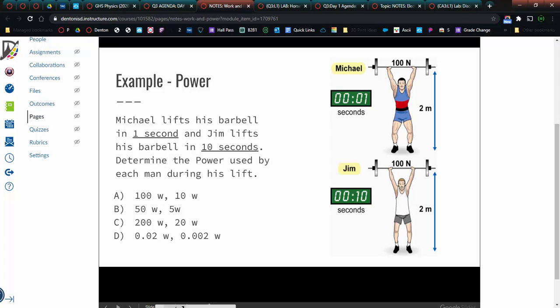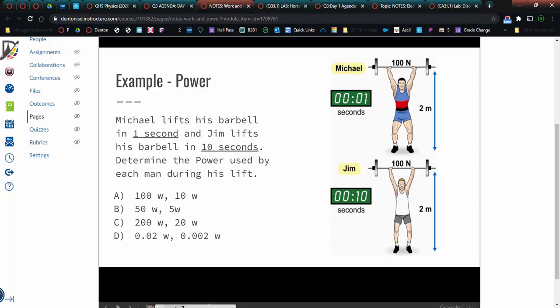That's like 10 seconds, okay? First of all, 100 newtons is like nothing. So if he's having trouble lifting that, he doesn't have very much muscle. But here's the key. When you're looking at these two guys, obviously Michael has more muscle than Jim. But the key here is that they both did the same amount of work, right? But the difference is Michael's able to do it faster.